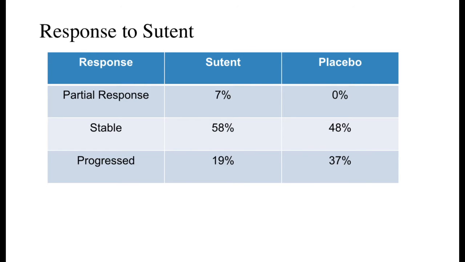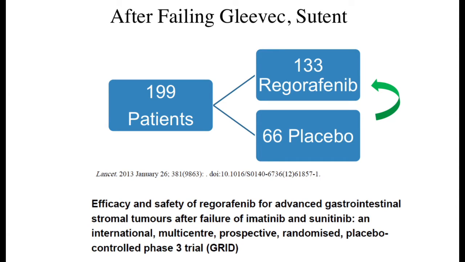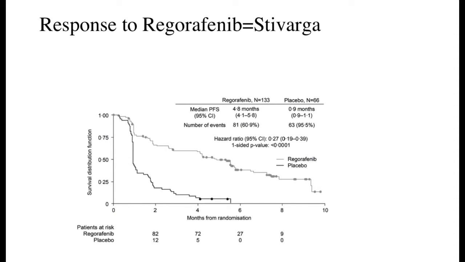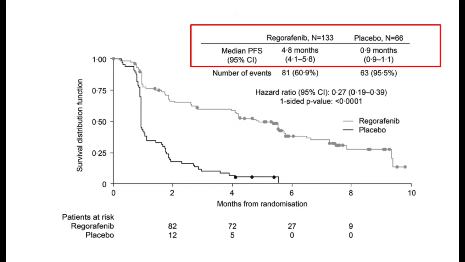And then the third line trial is for regorafenib. Stivarga is the trade name. This was recently approved. People were using sorafenib, and sorafenib actually looks almost exactly like regorafenib. It's almost the same molecular structure, but for some reason the company never ran the trial to get it approved. So they made regorafenib, and it works.